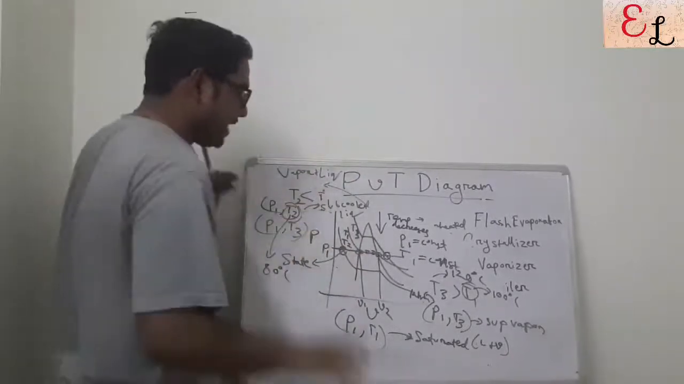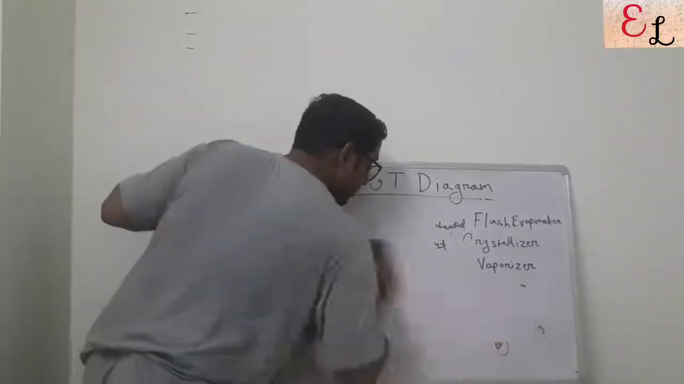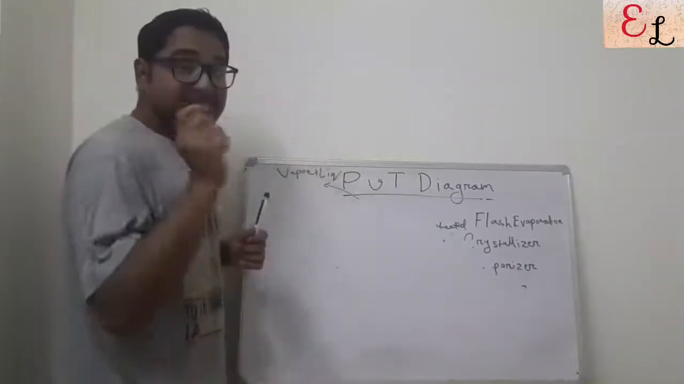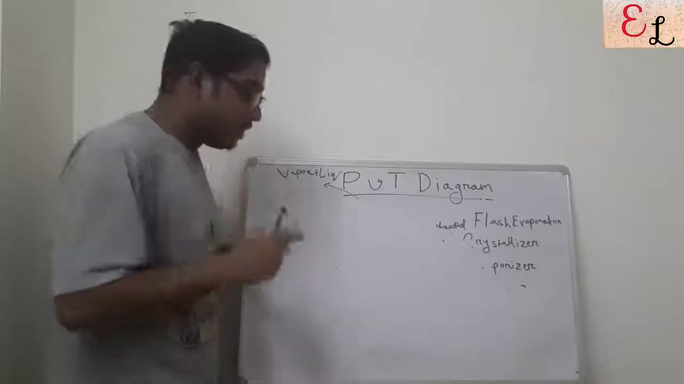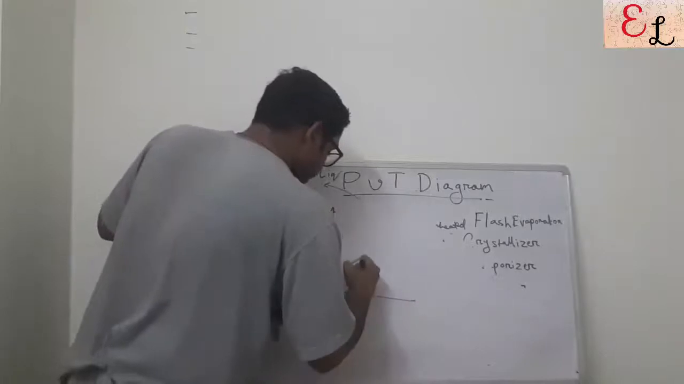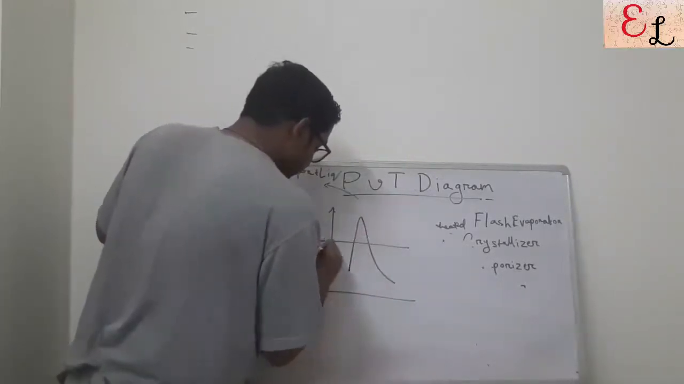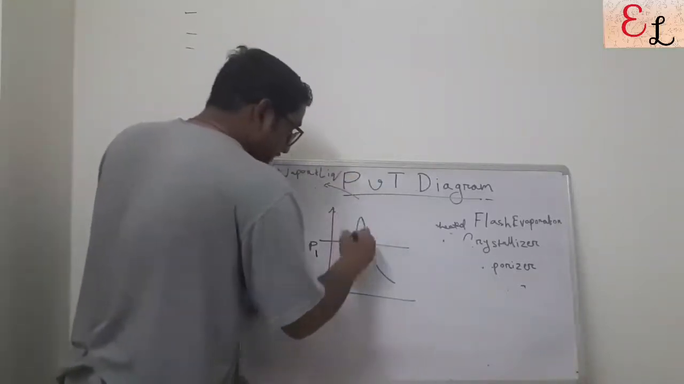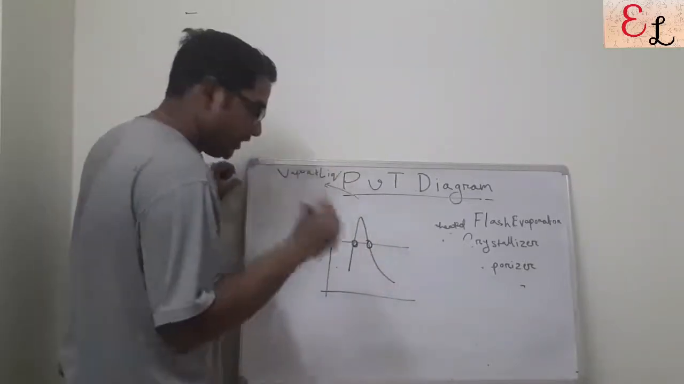So you understand that with pressure kept constant, if we change the temperature, the state of matter will change. Similarly, with temperature kept constant, if we change the pressure, the state of matter will change too. So if I draw this graph once again, at a particular pressure P1, this is my saturated liquid point, this is my saturated vapor point.